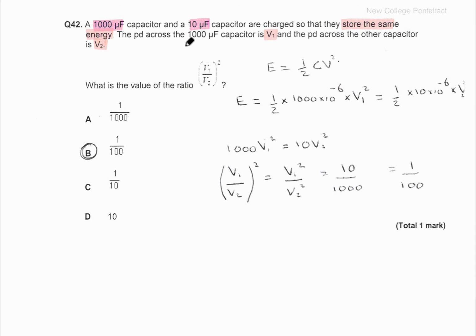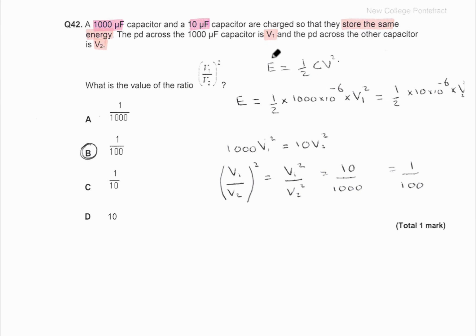The potential difference across our 1000 microfarad capacitor is given in terms of V1, and the potential difference across our other capacitor, across the 10 microfarad capacitor, is V2. And we would like to know what the value of the ratio of V1 over V2, all squared, is. Because we know that the question is asking us about capacitors in terms of energy, we can simply write this equation down straight away.